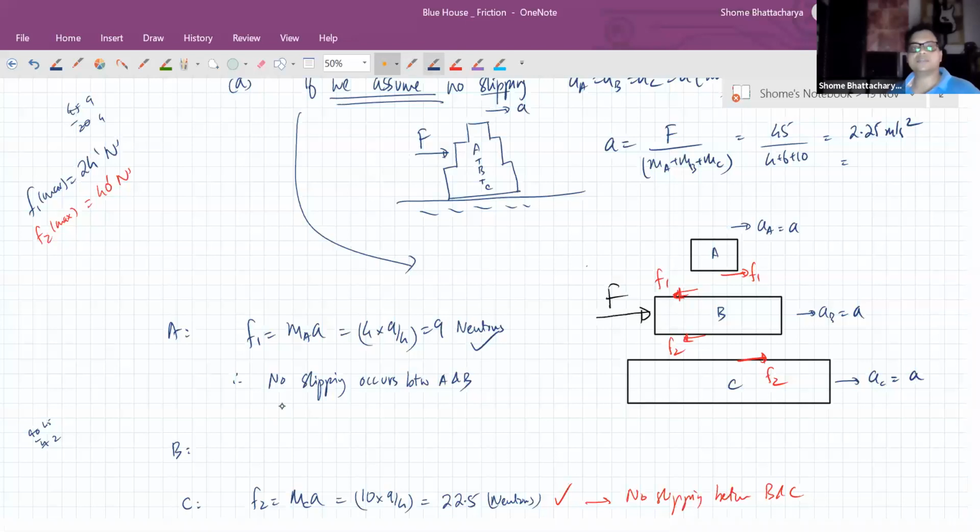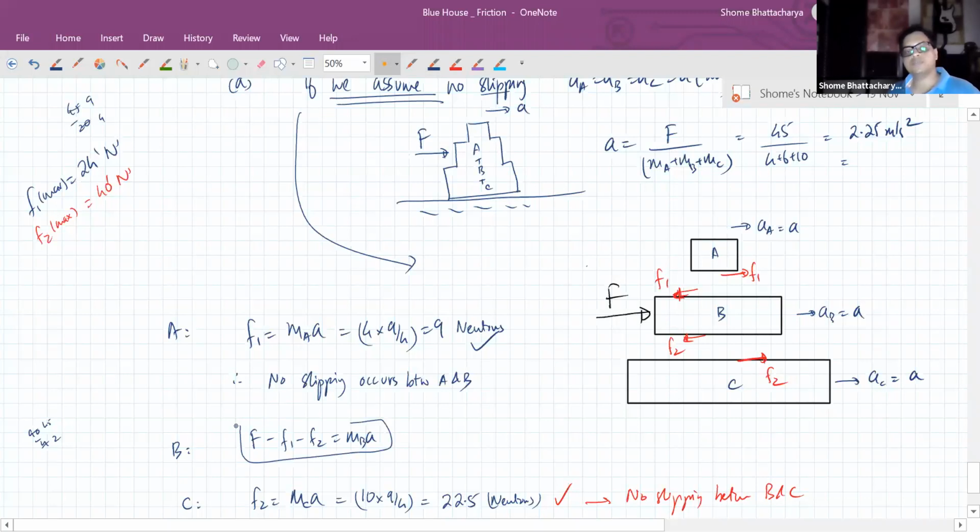Okay, and we can just check that all this is correct, because for B the equation should be F minus F1 minus F2 should be mass of B into a. So you can just check here. The value of force that we put is 45. This is 9. This is 22.5. B is 6 into 9 by 4. So you can just check that the values will match.